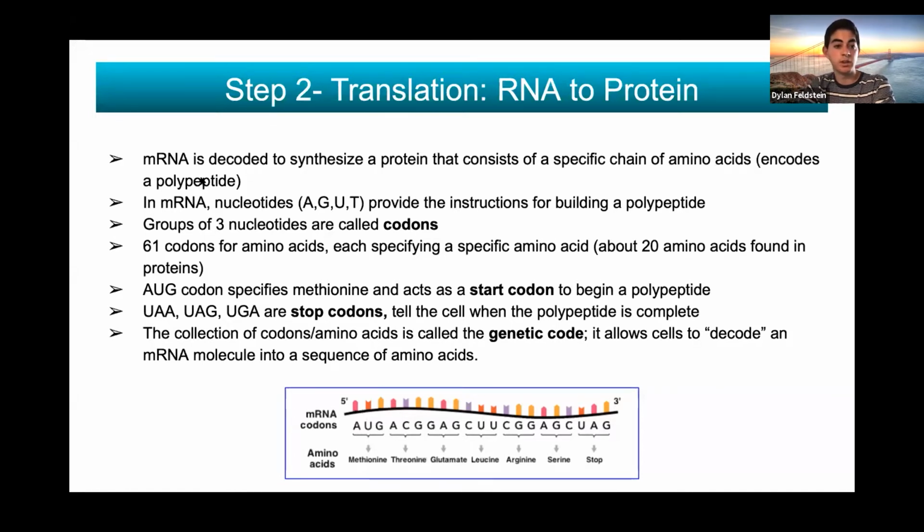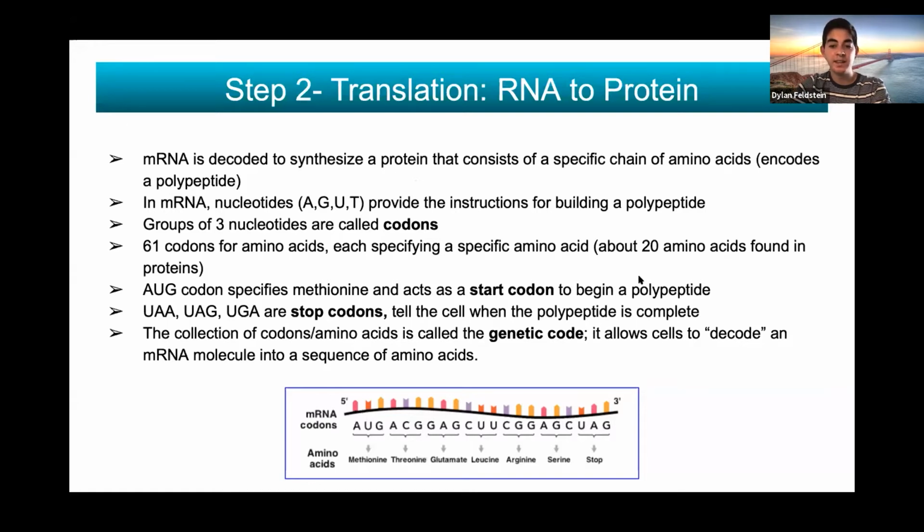So in mRNA, nucleotides, which consist of A, G, U, and C, provide the instructions for building a polypeptide. So groups of 3 nucleotides are called a codon. And there are 61 codons for amino acids, and each one specifies a specific amino acid.